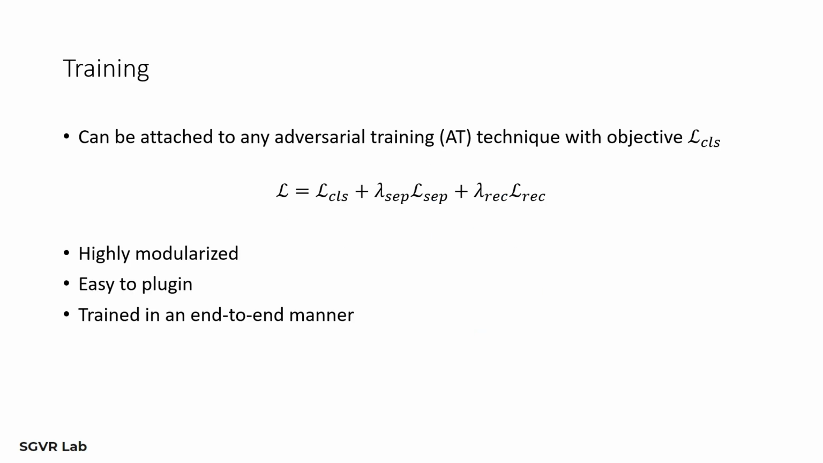Our feature separation and recalibration module can be attached to any CNN model and adversarial training framework with training objective L CLS. It is trained with the entire network in an end-to-end manner by combining the adversarial training loss with our proposed separation loss and recalibration loss, each weighted by lambda separation and lambda recalibration.